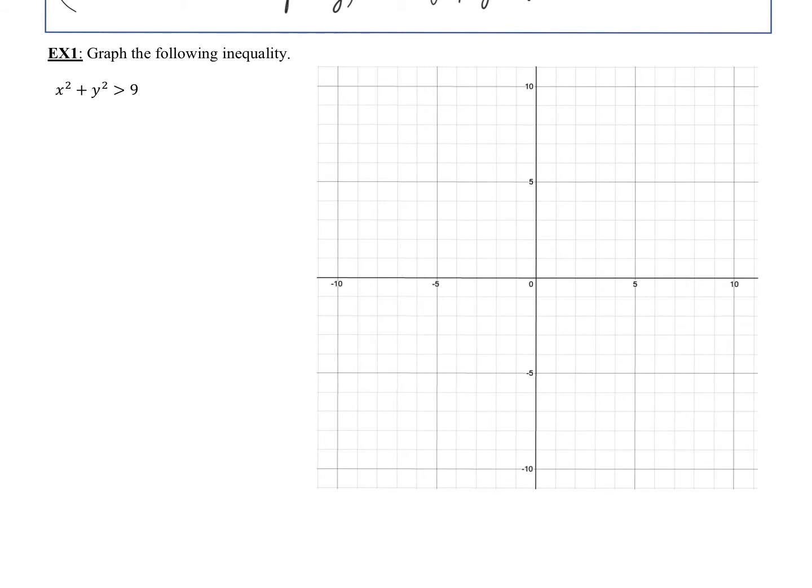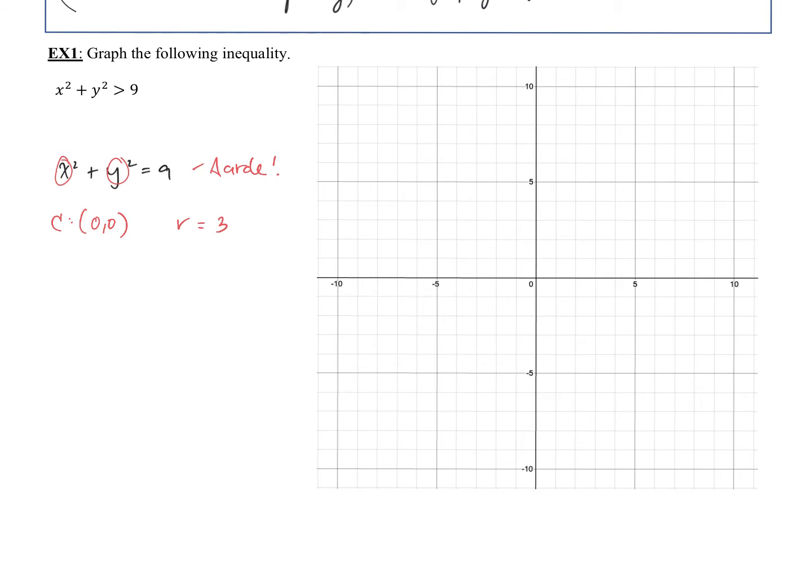Well, first we have to determine the boundary. What is this? If we ignore the inequality symbol for a second and just put in an equal sign, do you recall what equation this is? This is the equation of a circle. So, to graph this circle, we need to determine the center and then the radius. The center is going to be 0, 0. How do I know that? Because there's no number being added or subtracted to the x and y values. And then r is going to be the square root of 9, which is 3.